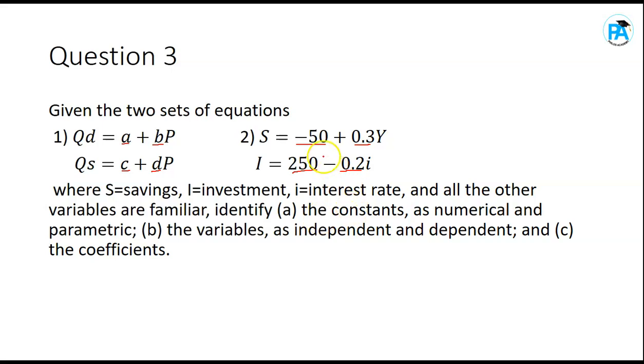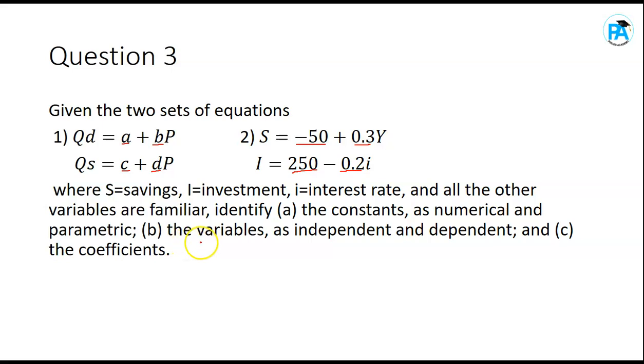Now, the ones that are in numbers are numeric constants. For instance, negative 50, 0.3, 250, and negative 0.2 are all numeric constants. They are in numerals. Whereas a, b, c, and d are parametric constants. They are all constants though, but some of them are numeric and some are what? Parametric. So you arrange them like that. These are numeric, and a, b, c, d are parametric. Okay, and let's go to question B.